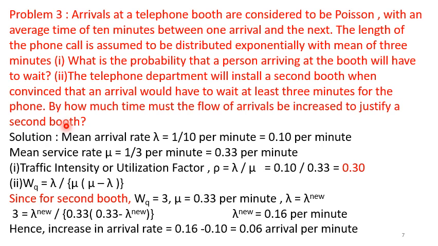So what is happening here? There is a telephone booth and arrivals are Poisson distributed, with an average time of 10 minutes between one arrival and the next. So the mean arrival rate is 1 by 10 per minute, that is 0.1 per minute. The length of the phone call is exponentially distributed with a mean of 3 minutes. That means the mean service rate is 1 by 3 per minute, 0.33 per minute.